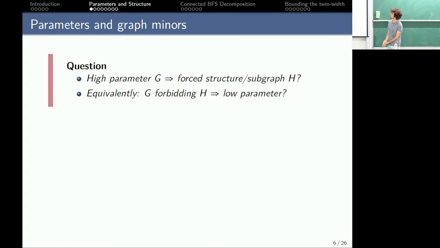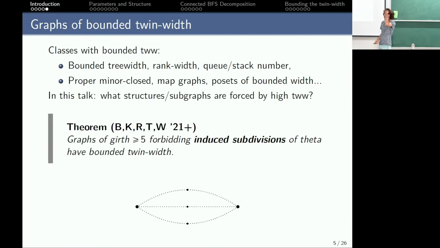I'm going to give a bit of context to introduce the relation between graph parameters and forbidden structures. Can you go back a little? Sorry. So theta is this graph, right? Yes. I will go into more detail later. But just to state the result, what I will show in this talk is that graphs forbidding this kind of shape as an induced subgraph have bounded twin width.